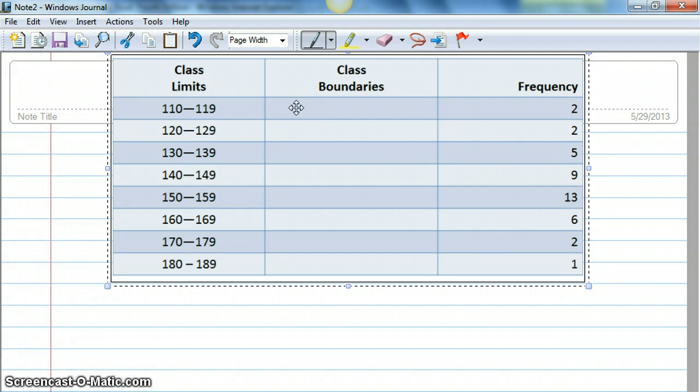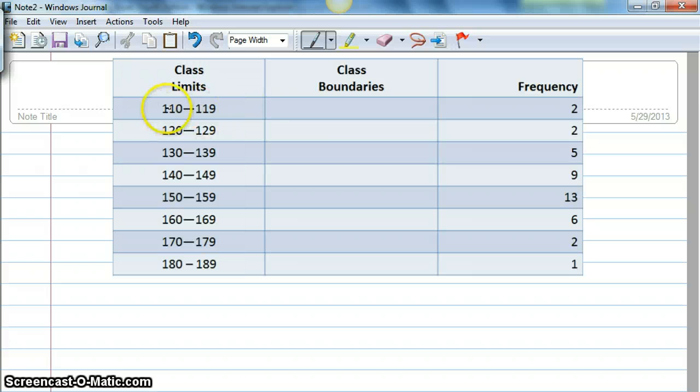So what we're going to do is take half of that gap, which would be 0.5, and subtract it from each of these lower class limits. We're going to take 110 minus 0.5, a half a unit of precision, which is 109.5. And we keep on subtracting a half from each of these lower class limits.